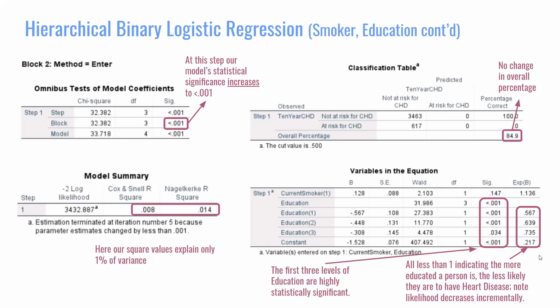So for the likelihood shown there, you see that current smoker is 1.1: you're 1.1 times more likely to be at risk for heart disease if you are a smoker than not a smoker. However, that changes at the point where education is added in, and you'll note that the number is 0.5, everything's less than 1. So you're less likely to have heart disease.